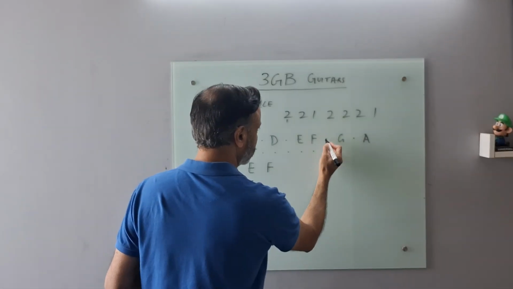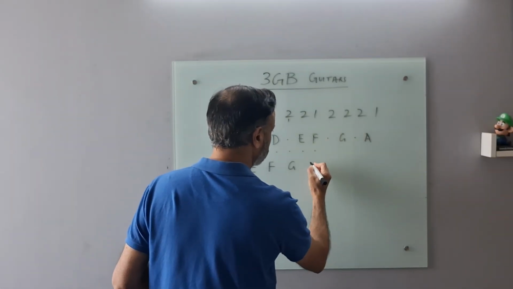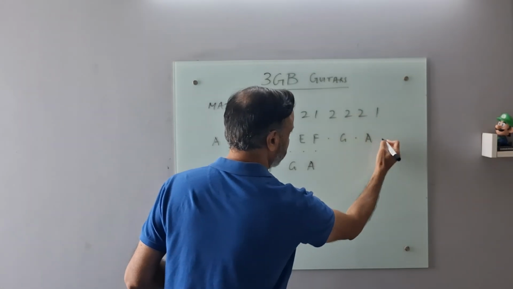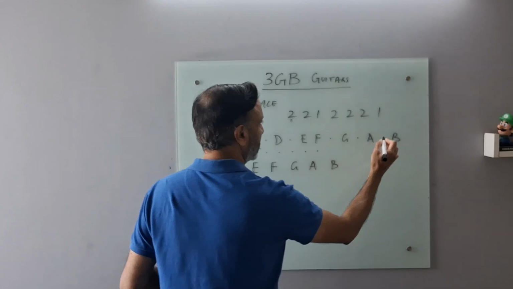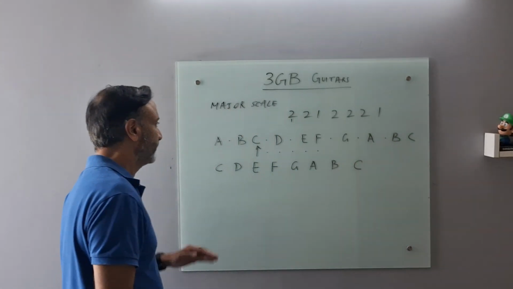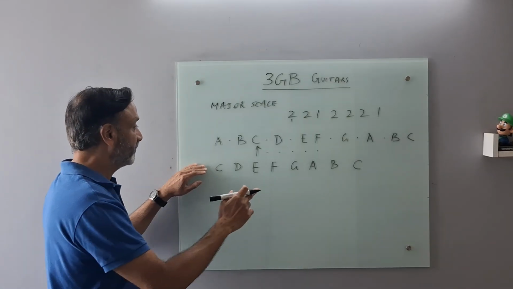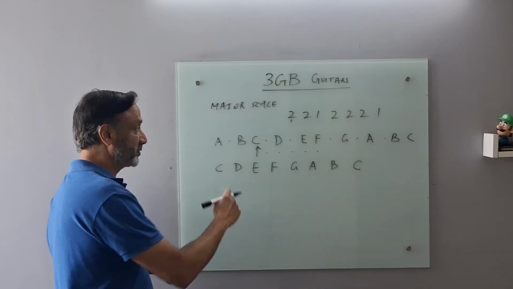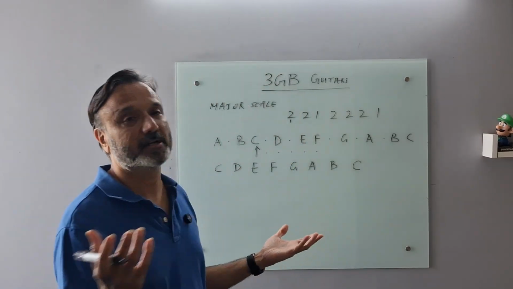Then two steps. So a step and G. Another two steps and A. Another two steps, B, and a single step, C. So these are the notes of the C major scale, right? The beauty about the C major scale is you don't have any sharps and flats on this. Okay, that's the uniqueness.